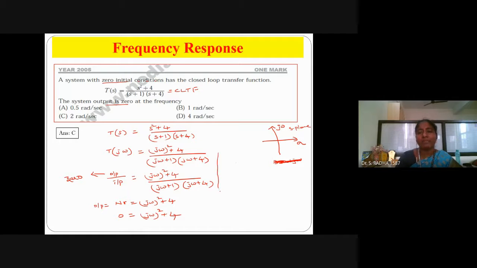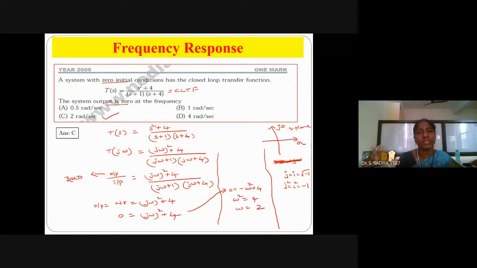The j value is square root of minus 1. J or i, one and the same. When you take j square or i square, it is the square of square root of minus 1, which is minus 1. So wherever j square is there, we can put minus 1. Now here, taking left side 0, right side minus omega square plus 4, and the omega square value is 4, so omega value equals 2.